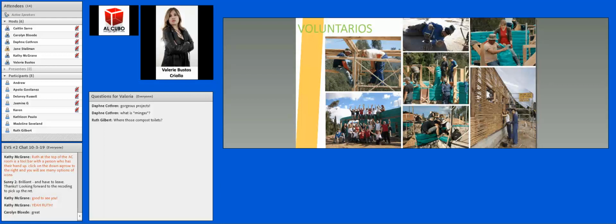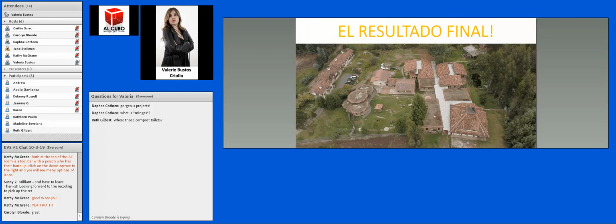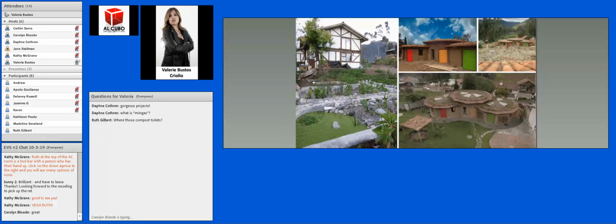Many volunteers came from Europe, from Austria, Germany, from the US and other countries to help with this amazing project. And it's so interesting, the social interchange that was possible with this project. And this is the result. This is the house. You can see it's a house built with love, definitely.